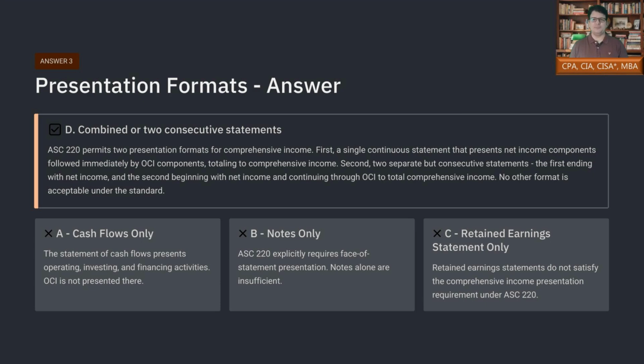ASC 220 permits either a single continuous statement that moves from net income into OCI and then comprehensive income, or 2 separate but consecutive statements. Under the 2-statement approach, the second statement begins with net income and then adds OCI components. Cash flow statement presentation, notes only presentation, or a retained earnings statement alone will not satisfy the requirement. Comprehensive income needs a proper stage, not a hidden corner.